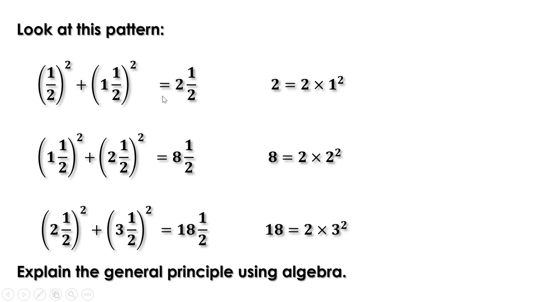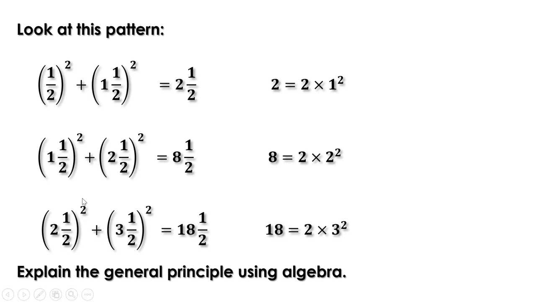Look at the first line. Here, the sum of the squares of half and 1½ are taken. 1 is at the middle of ½ and 1½. That is, ½ is 1 minus ½ and 1½ is 1 plus ½. Similarly, in this line, 2 is at the middle of 1½ and 2½, or 1½ is 2 minus ½ and 2½ is 2 plus ½. Similarly, in this line we can write 2½ as 3 minus ½ and 3½ as 3 plus ½. Now, how can we generalize?